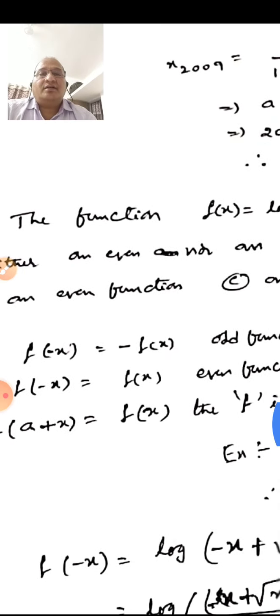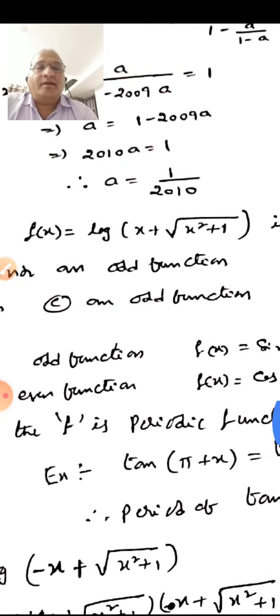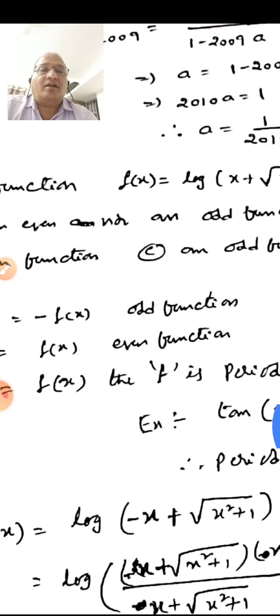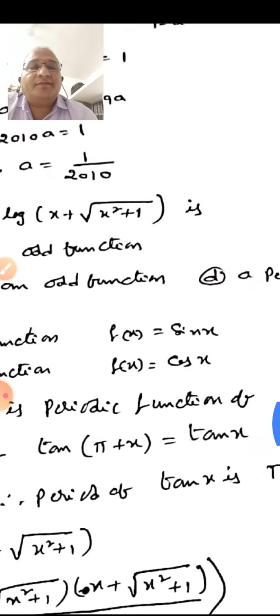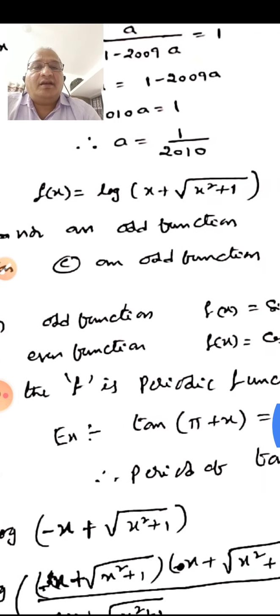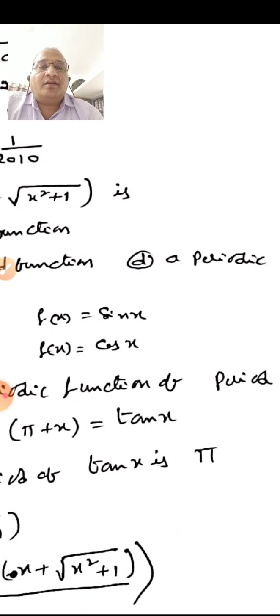Now the 16th question. The function f of x is equal to log of x plus square root of x square plus 1 is. The options are: A, neither an even nor an odd function. Option B, an even function. Option C, an odd function, and D, a periodic function.